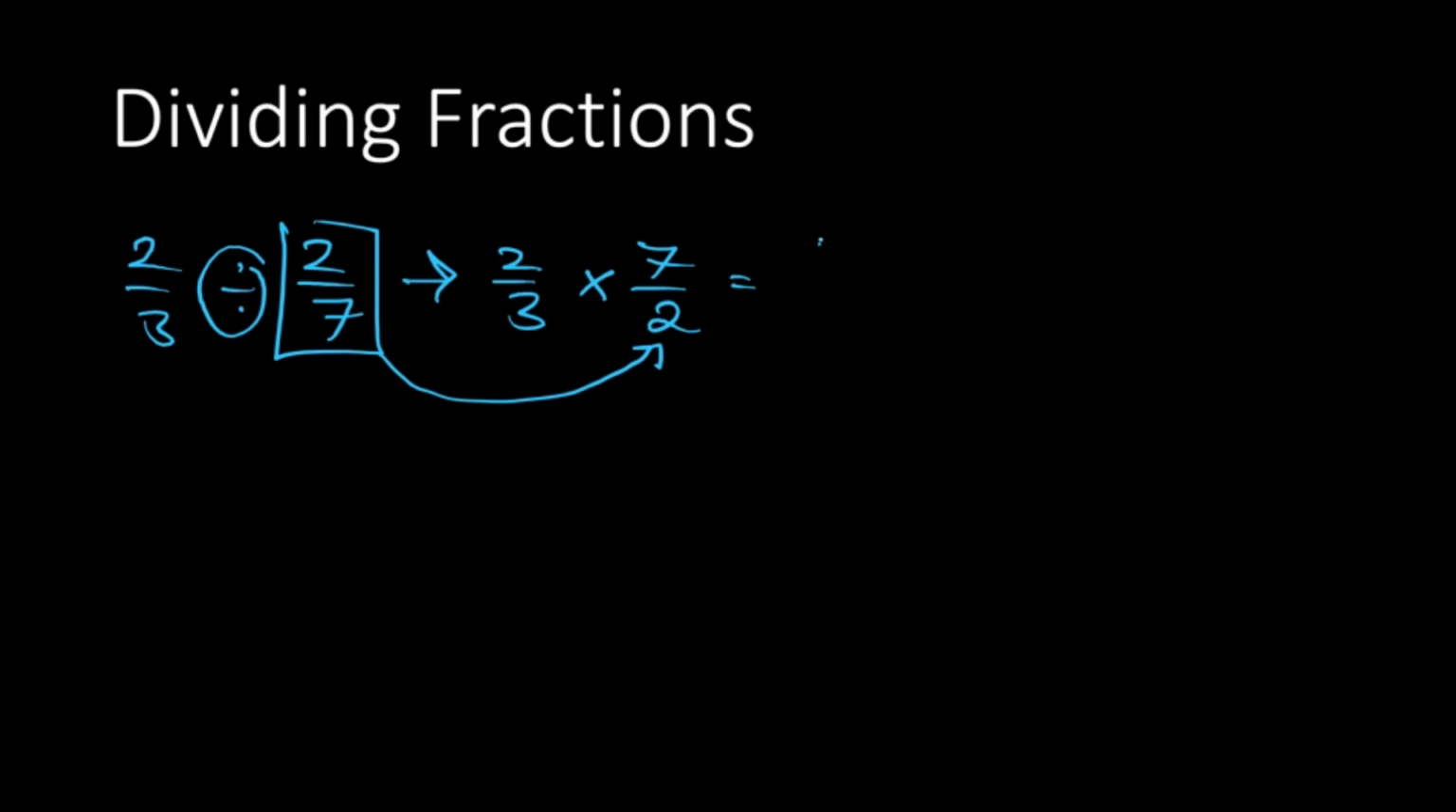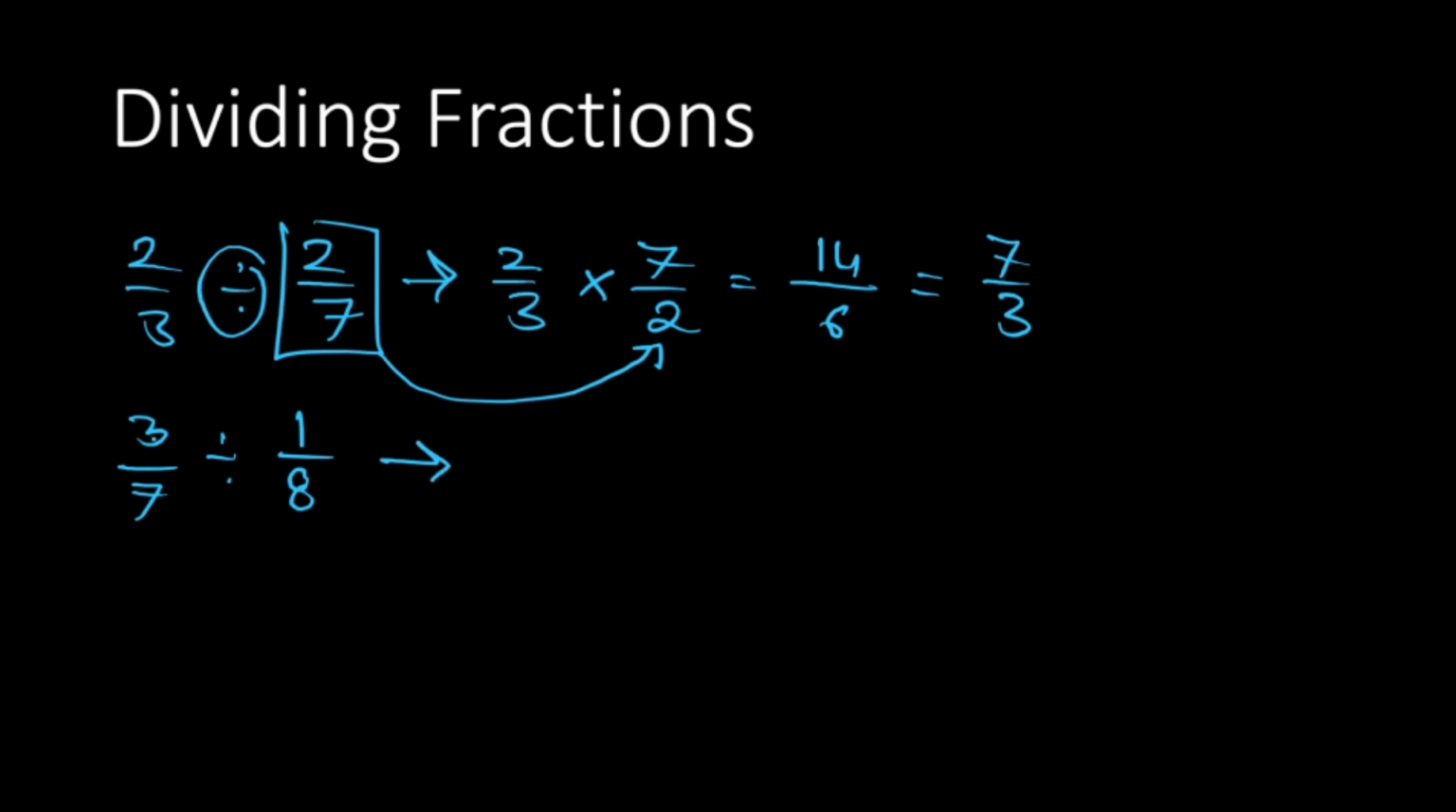So 2 times 7 is 14. 3 times 2 is 6. Simplify by dividing both the numerator and the denominator by 2, which is 7 over 3. That's your answer. Another example. 3 over 7 divided by 1 over 8.